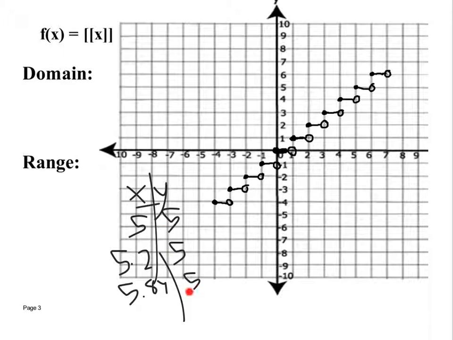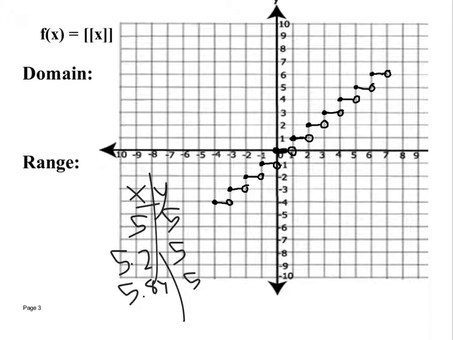5. See how that works? As long as I don't get past 6, like as long as I can do 5.99999, which would be right beside 6, what is going to be my y coordinate? 5. So that's why it's on this line. Now once I get to 6, what does my y coordinate become? 6. See how it works? See how each one jumps up?